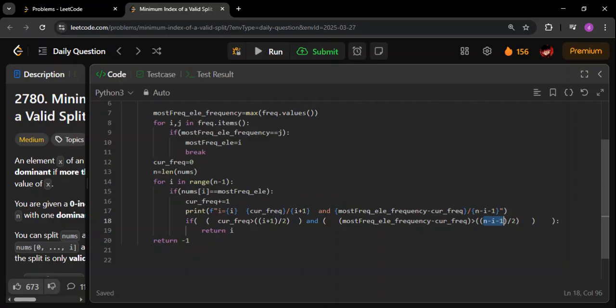Why am I doing this? Again, the same reason. You have to just take an example, see how many elements are remaining, and then decide. See why you have to add a minus 1 and why you don't have to add a minus 1. You have to understand it that way. You have to take examples and understand that. And then I'm dividing by 2.